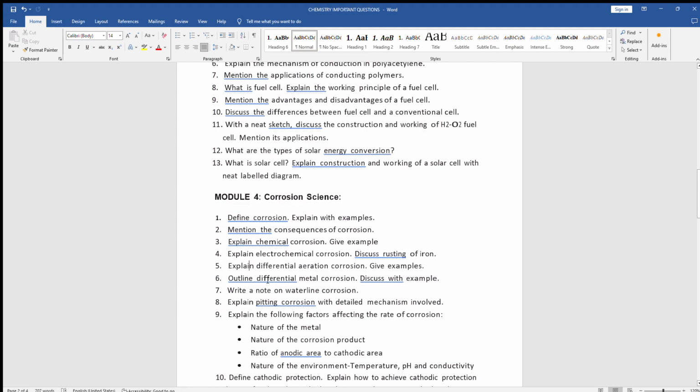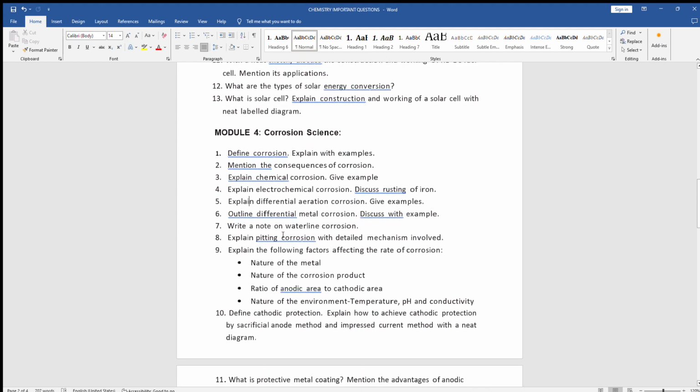Sixth one, outline differential metal corrosion, discuss with example. Seventh one, write a note on waterline corrosion. Eighth one, explain pitting corrosion with detailed mechanism involved. Ninth one, explain the following factors affecting the rate of corrosion.